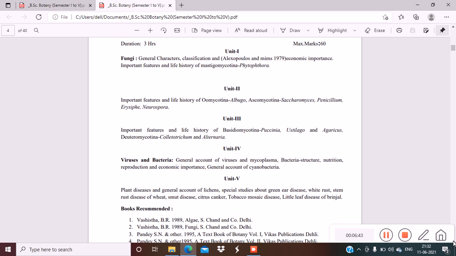All these topics are in the book of Singh, Pandey, Jain. You will get all the topics of algae, bryophyta, fungi, viruses, bacteria and plant pathology. All these units are given in the book of Singh, Pandey and Jain. So you can refer to that book. It is a very good book of Rastogi Publications.